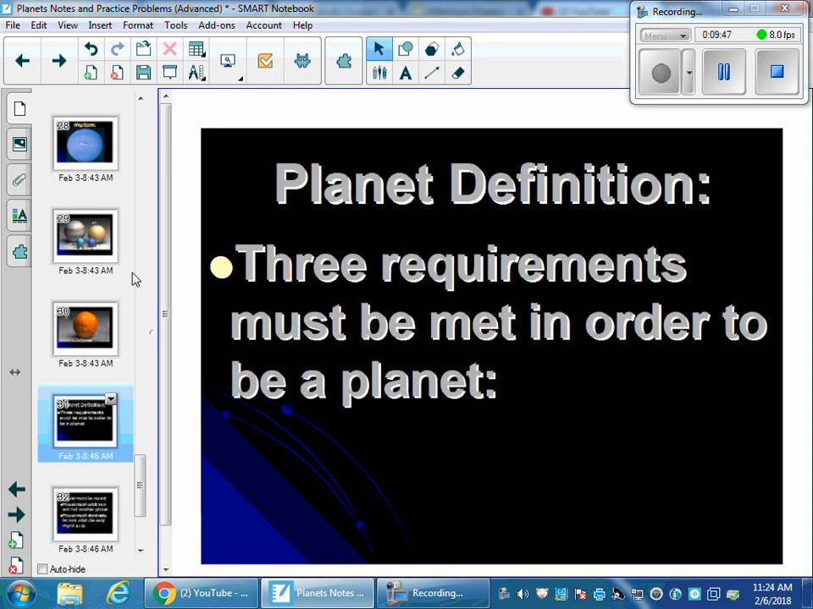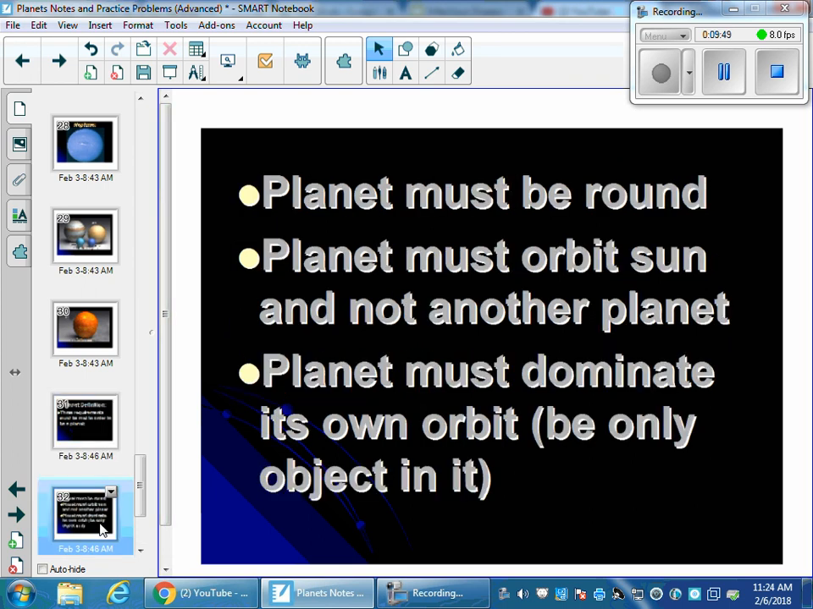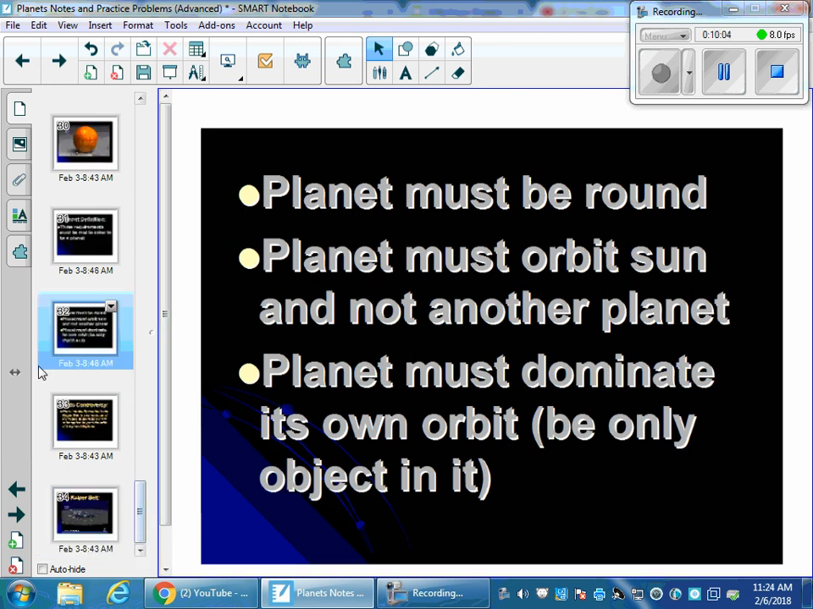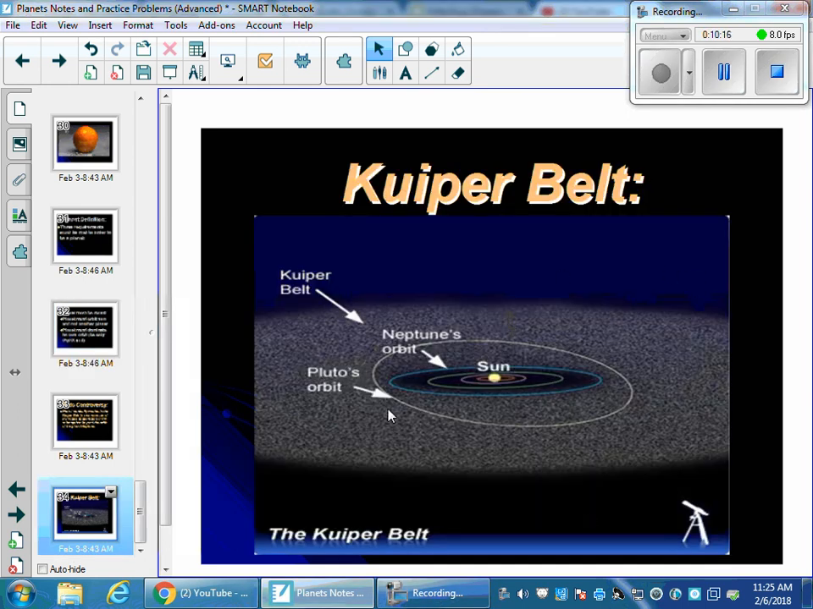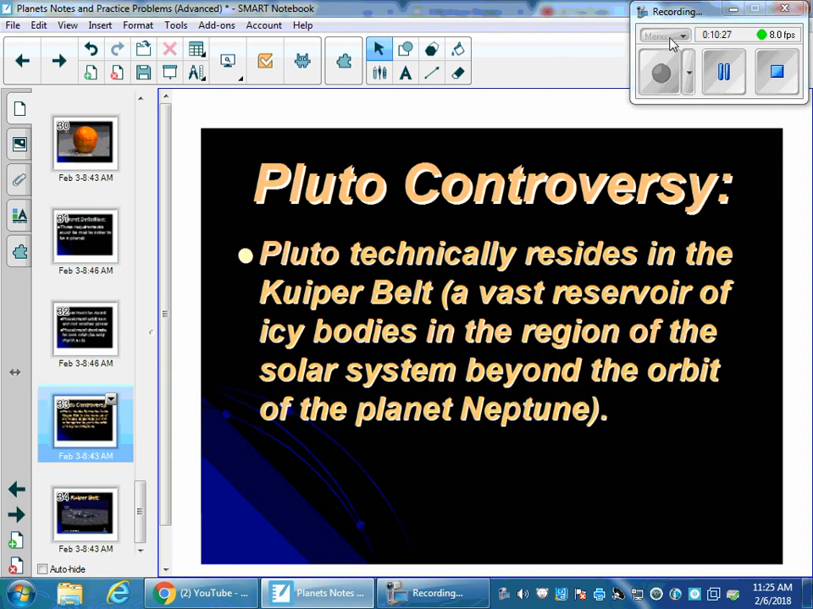In order for something to be a planet, it has to meet 3 different requirements. A planet has to be round. It has to orbit the sun and not another planet. If it orbited a planet, then it'd be a moon. And planets must dominate their own orbit, which means they must be the only object in it. And this is where Pluto runs into trouble. Pluto is round. It orbits the sun and not another planet, but it doesn't dominate its own orbit. Okay? If you look here, this is Pluto's orbit, and it's actually out here in what's called the Kuiper Belt, and it is not the only thing in its orbit, so that is why Pluto is no longer considered to be a planet. All right, we'll talk more about planets and gravity in class.